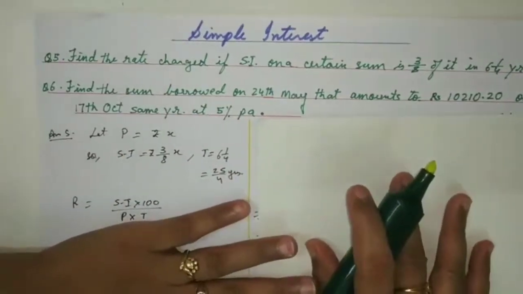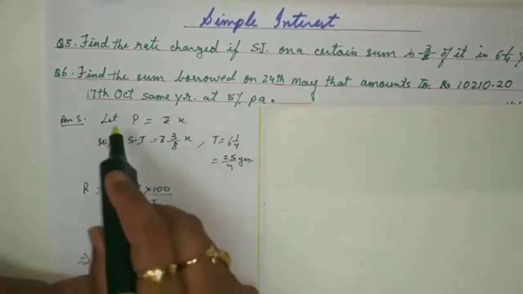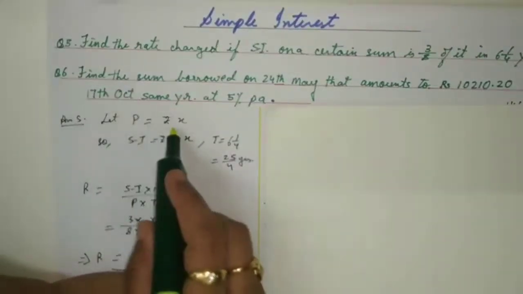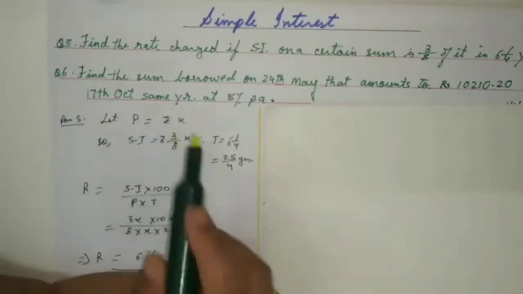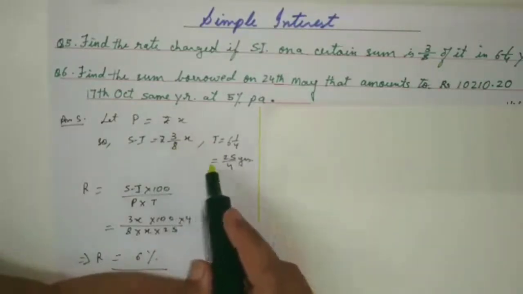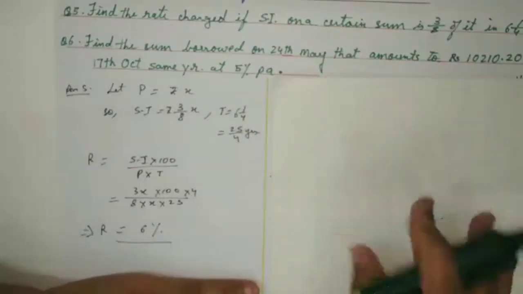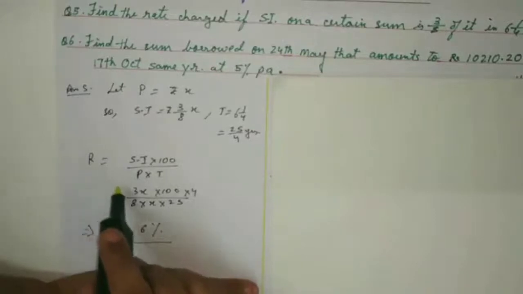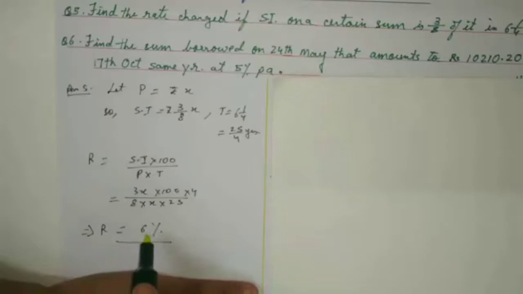Now we will come to some assumption because principal is not given. So we assume that let P be rupees X. So according to the question, SI will be 3 by 8 x because it was mentioned 3 by 8 of it. So 3 by 8 of x and the time is 6 whole 1 by 4, so 25 by 4 years. Now we go to the formula. Rate is equal to SI into 100 by P into T. We substitute, we multiply, we divide, we simplify and we come to the answer 8%.